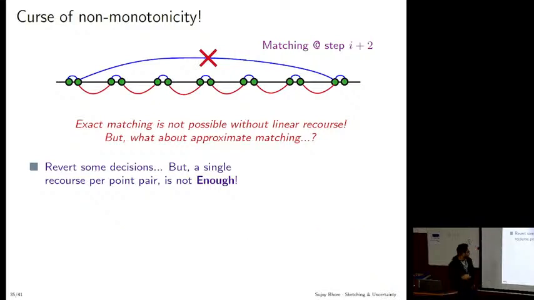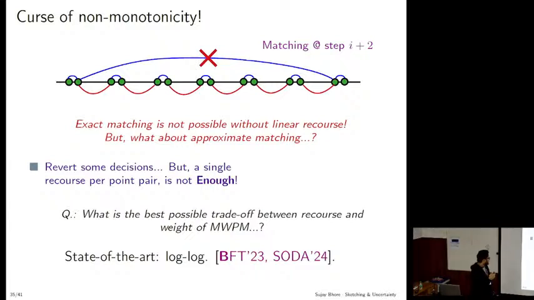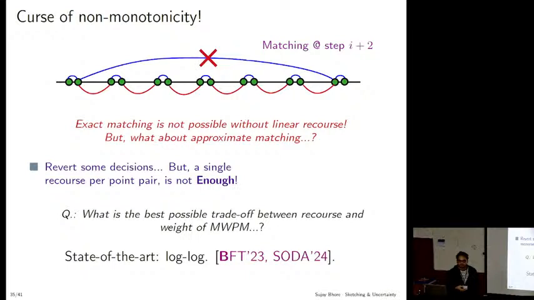So one will ask, what is the best possible trade-off between recourse and the weight of the minimum weight perfect matching? The state of the art, from a previous year's SODA, we showed that this is log log, and it is the best possible you can do against an adaptive adversary. Of course, for an oblivious adversary, our technique is via online metric embedding, as Siddharth pointed out earlier. But then if you go via embedding, you lose this distortion because of the embedding, and one can ask, can I get anything better without going via this?